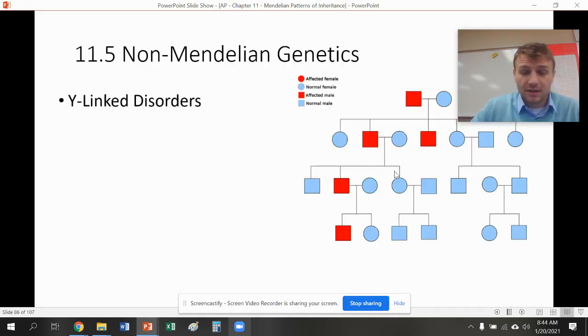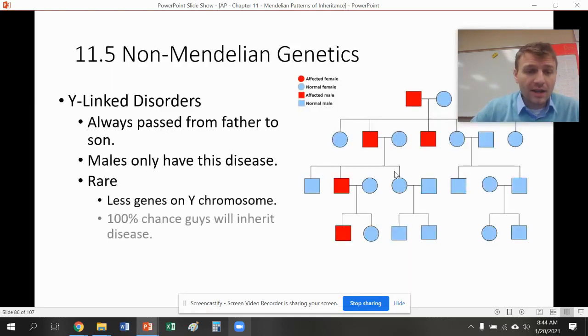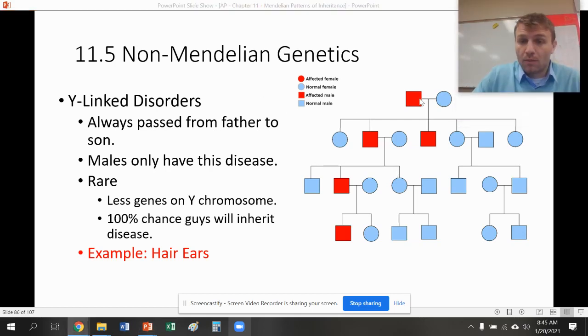I'll take you through some of these X-linked disorders in class, but I'm not going to do it here. Y-linked disorders, yep, we do have very, very few, and again, they're rare on the Y chromosome. And again, this is only when we see males getting it and passing it on. So you can see here, only the males are going to pass it on. And again, these are very rare.